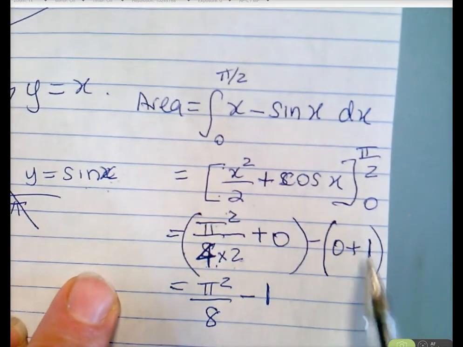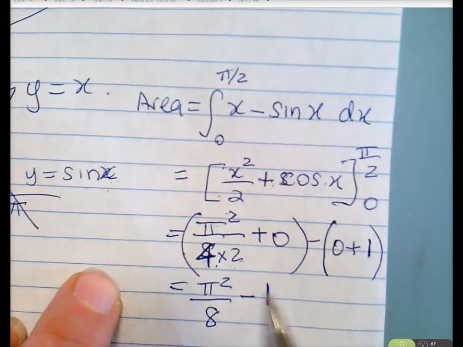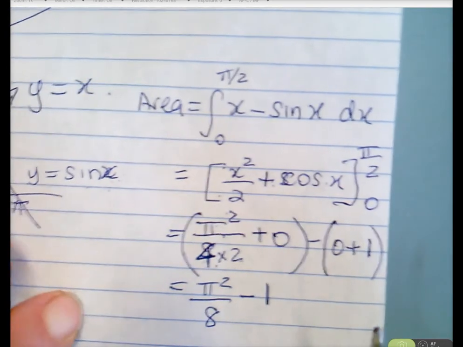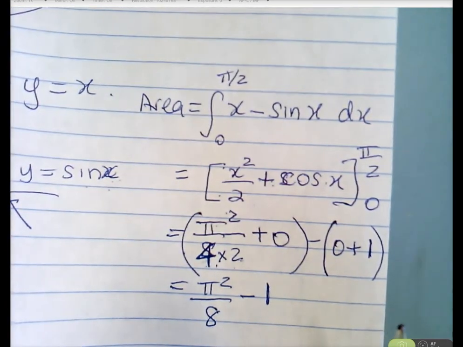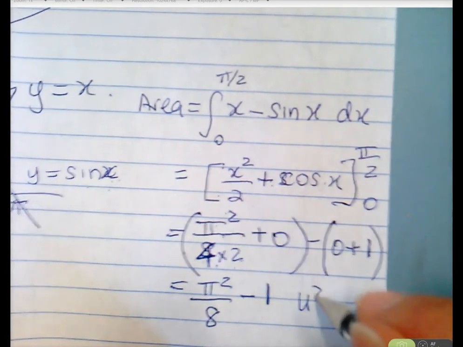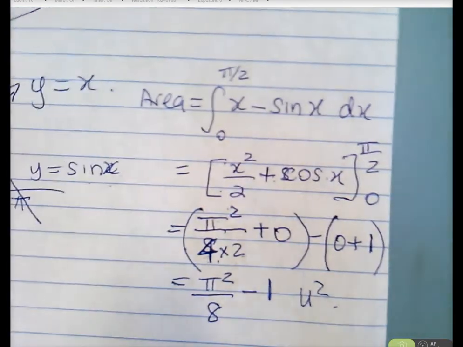0 plus cos of 0 is 1. So the exact area is pi squared on 8 minus 1 units squared.